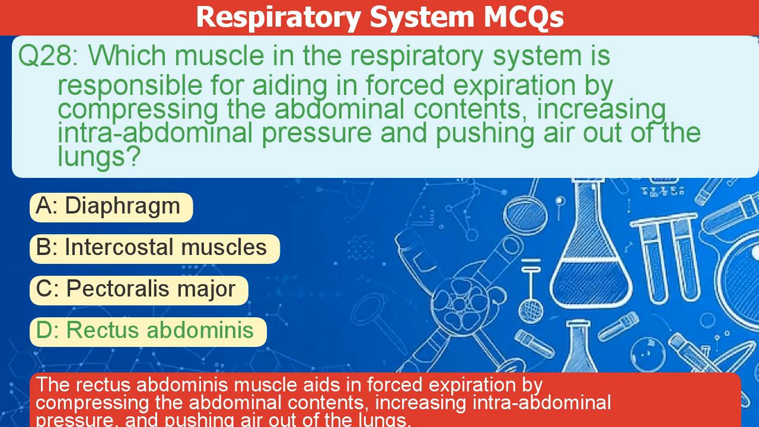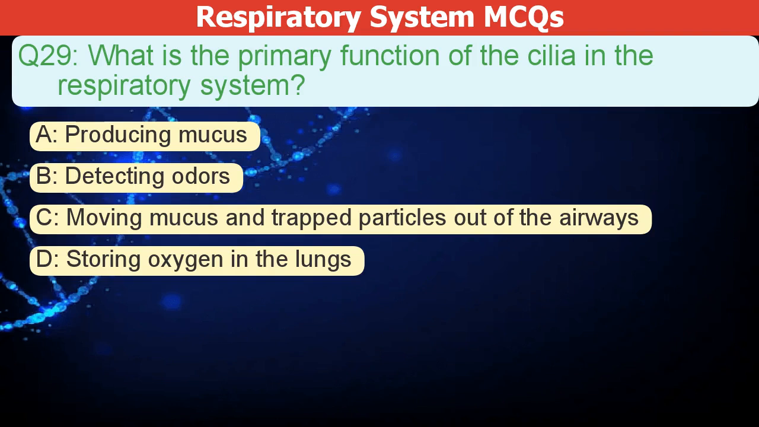The correct answer is D. The rectus abdominis muscle aids in forced expiration by compressing the abdominal contents, increasing intra-abdominal pressure, and pushing air out of the lungs. What is the primary function of the cilia in the respiratory system?